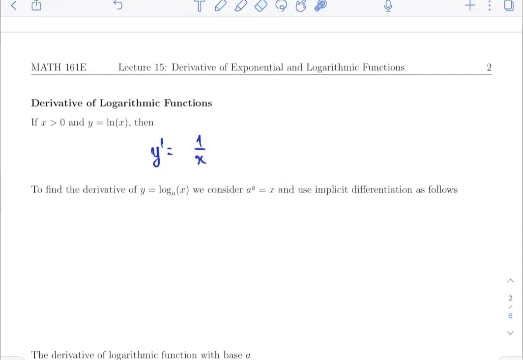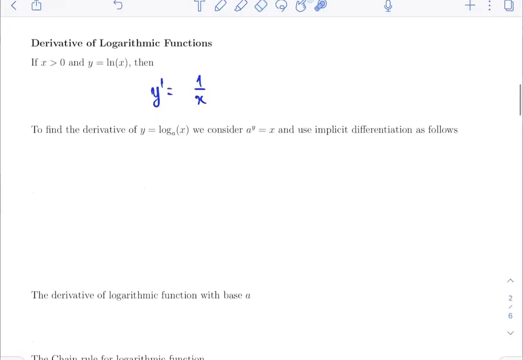And we use implicit differentiation, which we learned before, to find the derivative of the log base a of x. So what I can do is take the derivative on both sides of a to the y equal to x. I get d/dx of a to the y equal to d/dx of x. On the right-hand side, it should be straightforward, right? d/dx of x is equal to 1. The derivative on the left is equal to ln of a times a to the y.